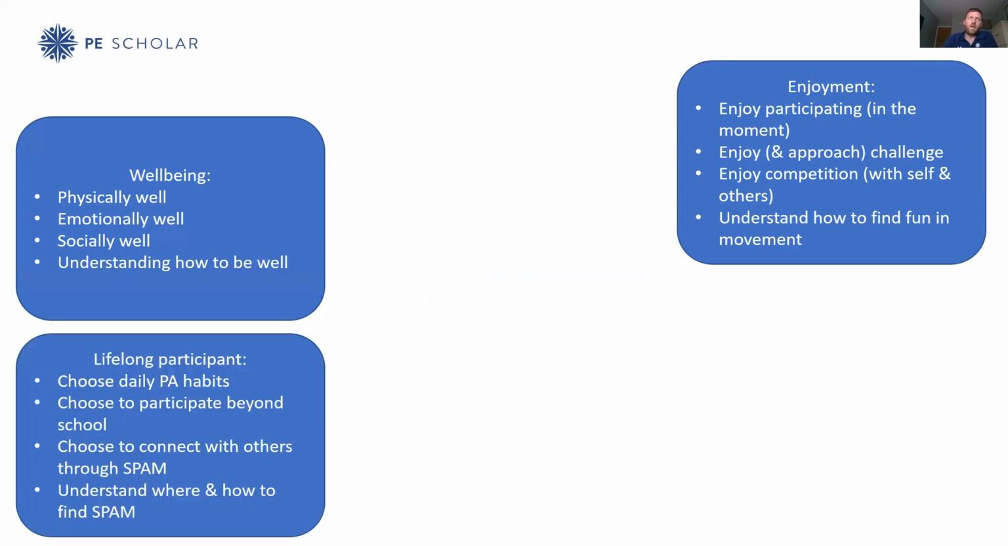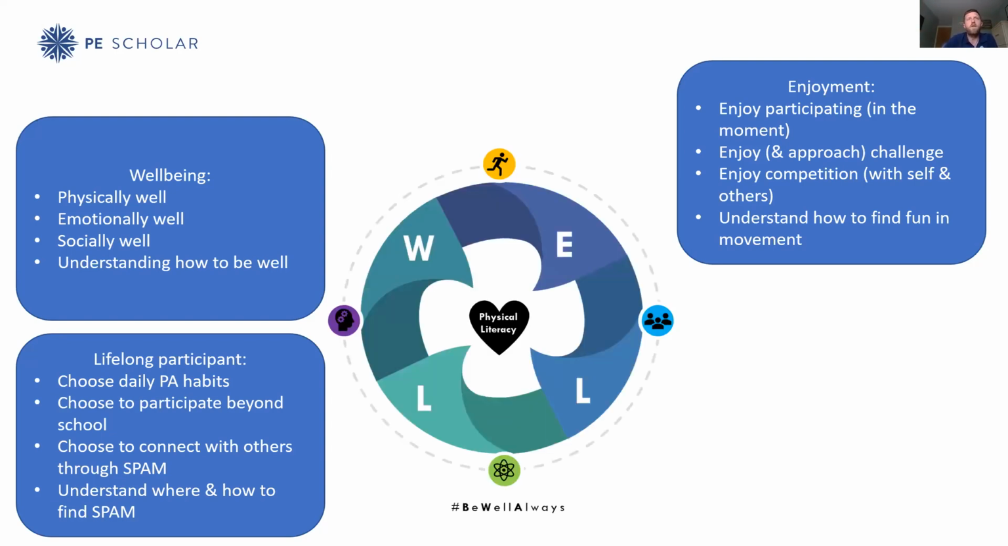Then if we move through to lifelong participants, again, 4 little subsections to that. Do they choose daily physical activity habits? Would they choose to walk or ride their bike to school rather than get in the car? Do they choose to participate beyond school? A few of you mentioned that earlier as your intent. You want them to find sport in the community or physical activity. Do they connect with others? For me, that's why I still participate, because of the social connections. And then do they understand how and where to find SPAN? SPAN standing for sport, physical activity, and movement. So that kind of daily movement stuff.